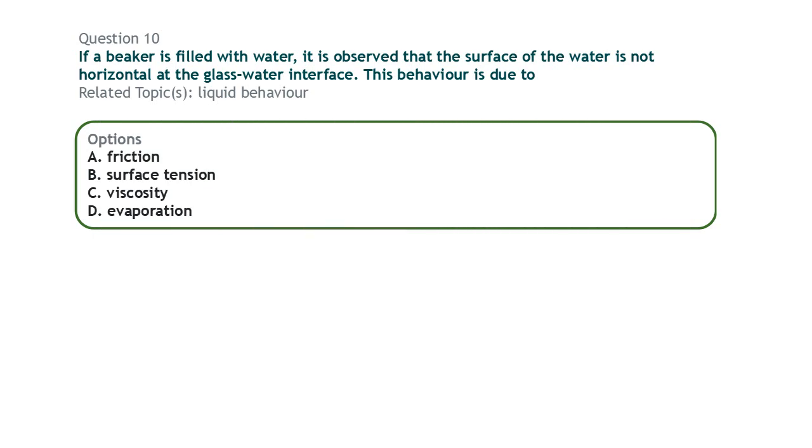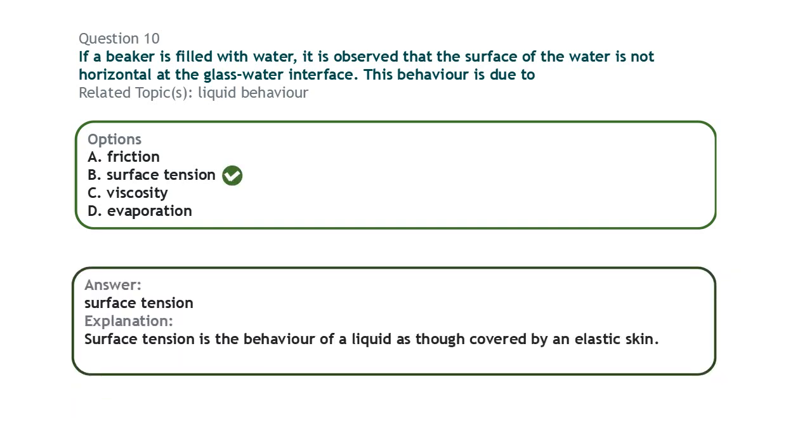Next, on liquid behavior, if a beaker is filled with water, it is observed that the surface of the water is not horizontal at the glass interface. This behavior is due to surface tension. Surface tension is the tendency of a liquid to behave as though it is covered by an elastic skin. That is due to surface tension. So the curvature that you are going to have at the glass-water interface is due to surface tension.